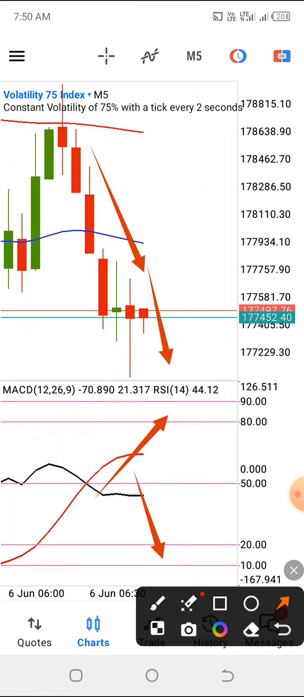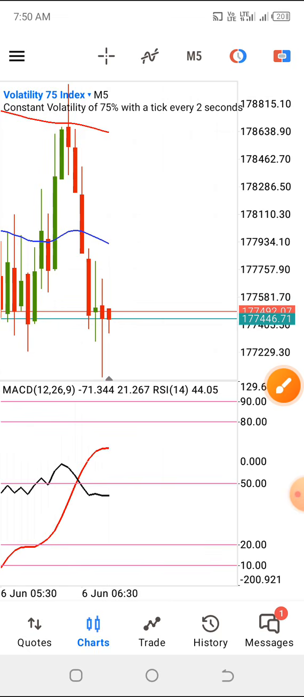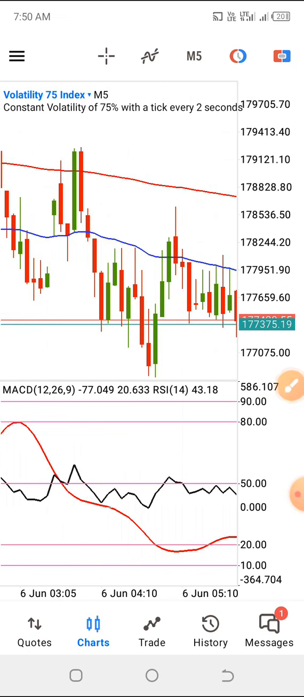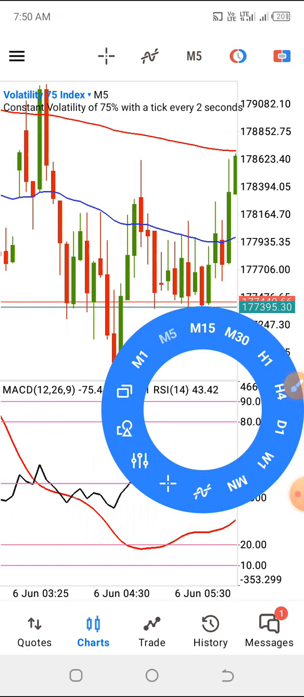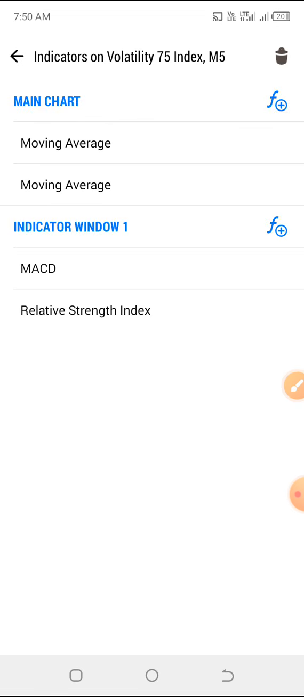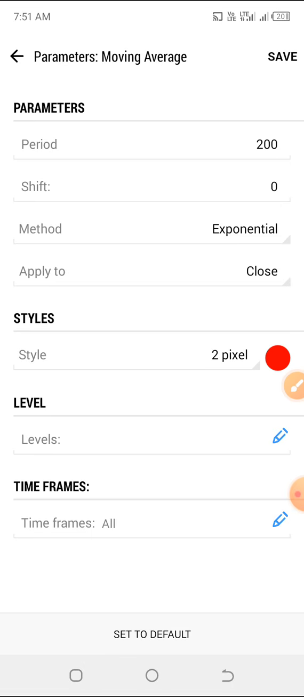Now, what strategy am I using? Let me give you the indicators. The number one indicator I am using in this very market is one, moving average 200 exponential. Do you know why you must use this thing?